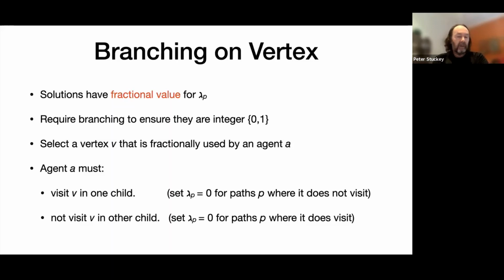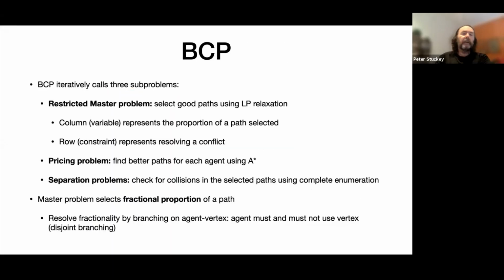So that's the branching. One of the difficult things in branch, cut, and price is you have to make a branching which will work with your relaxed problem. And here this does the trick. Okay, and so that's our BCP, right? It iteratively calls 3 subproblems. Restricted master problem, okay, so that selects the good paths from the paths we have available. Each column represents a proportion of the path selected. So we have this lambda p, a 0, 1 continuous variable.